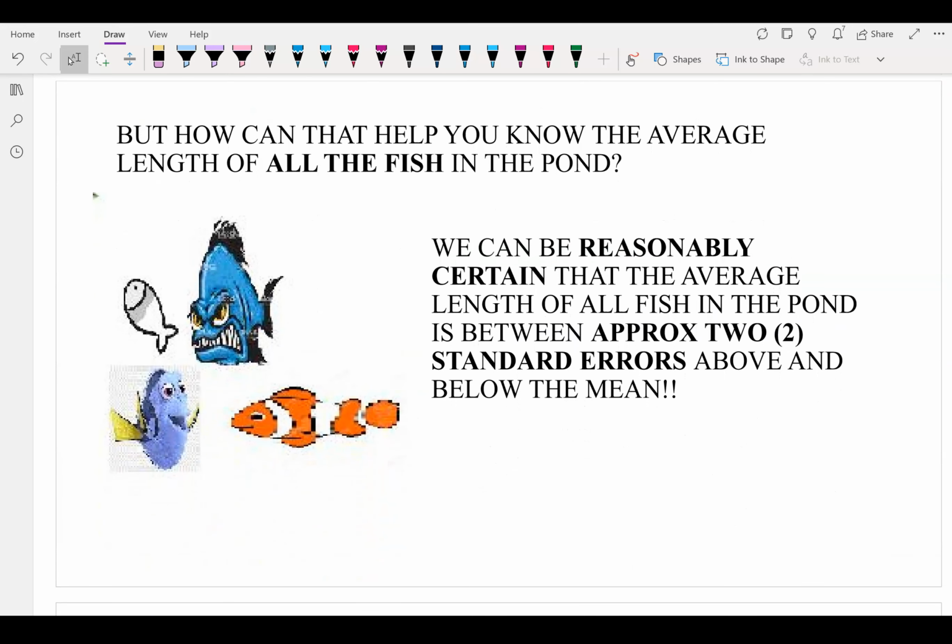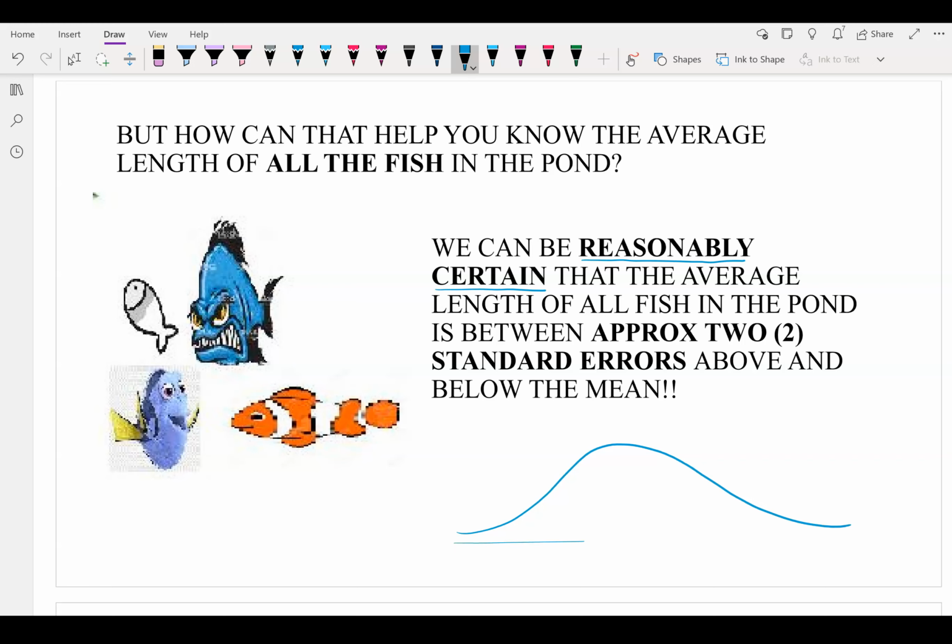So remember, we were trying to get the average length of all the fish in the pond. We didn't do that. We got the average length of the sample. How does that help? Well, in this big text, sorry that I have it all in capitals here, we can be reasonably certain that the average length of all fish in the pond is within about 2 standard errors above and below the mean.